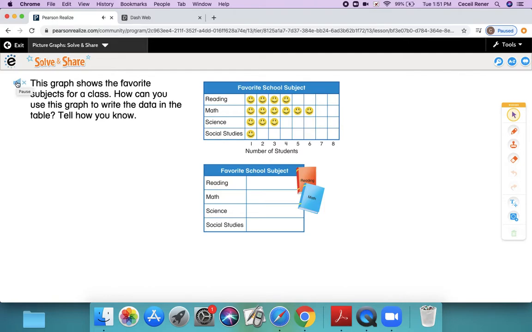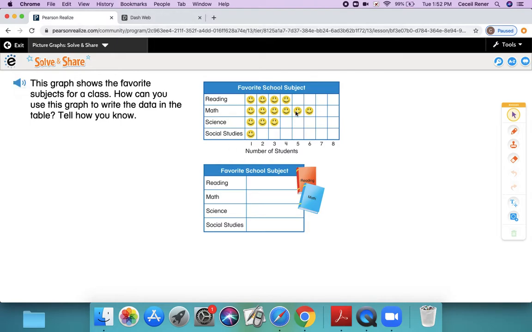This graph shows the favorite subjects for a class. How can you use this graph to write the data in the table? Tell how you know. Okay, so what are they asking us to do? Well, they want us to use the graph to write the same data in the table. And what do you already know that can help you solve the problem? Well, we can get the data by looking at the pictures in the graph. So let's do that. Let's look at the pictures in the graph.